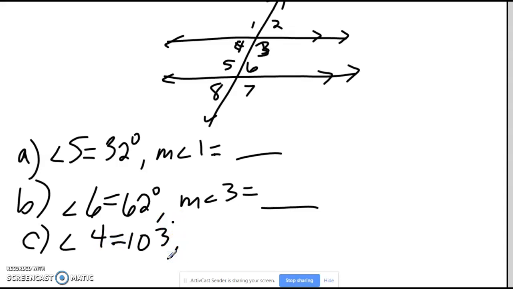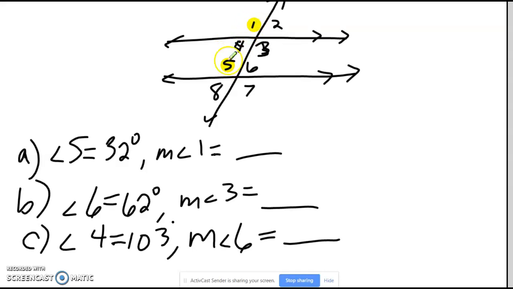Okay, so we have this figure and we're trying to find these measures. Do you have them all? Let's look at the first one. So angle 5 is 32 degrees and we're trying to find the measure of angle 1. So angle 5 right here, we're trying to find angle 1.